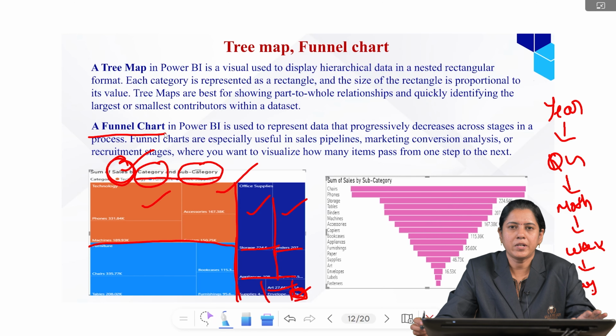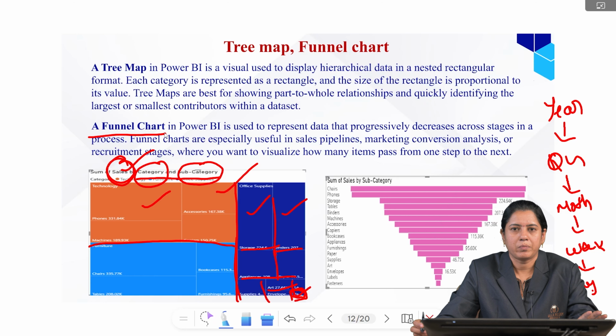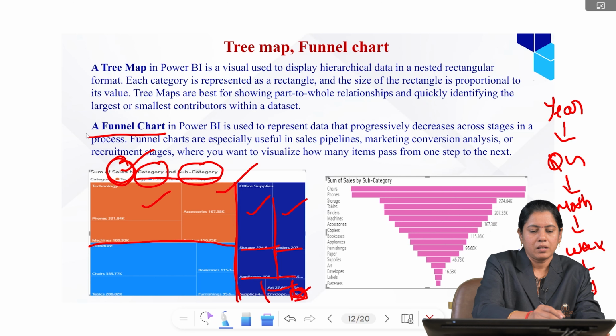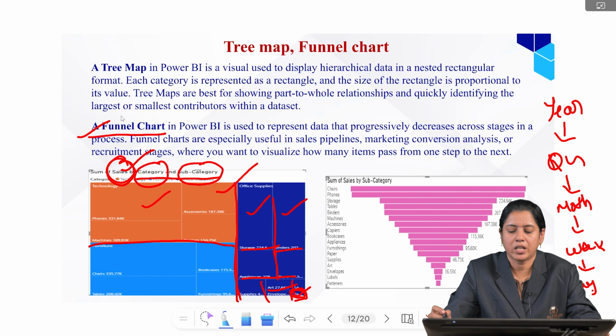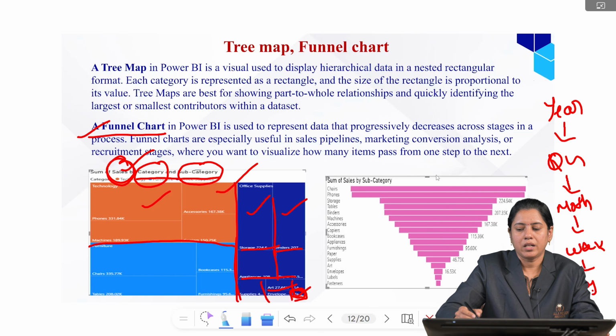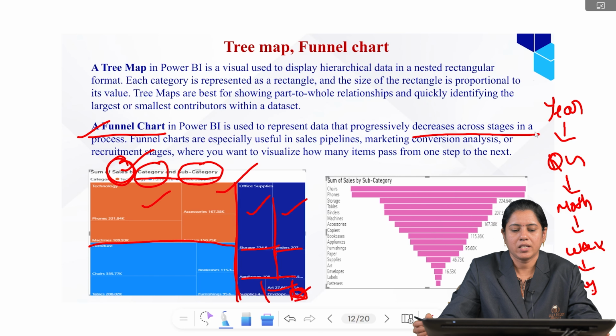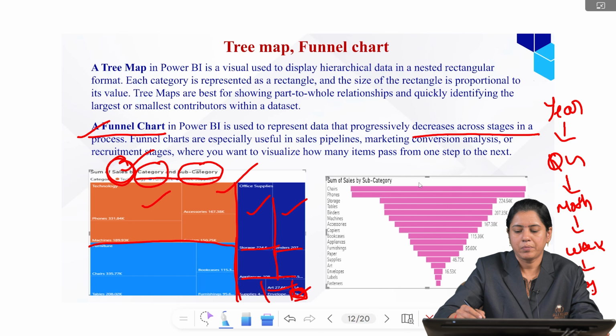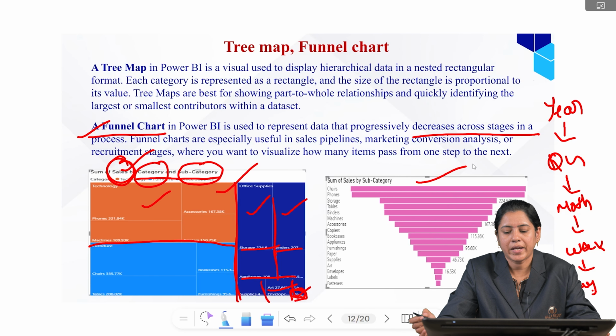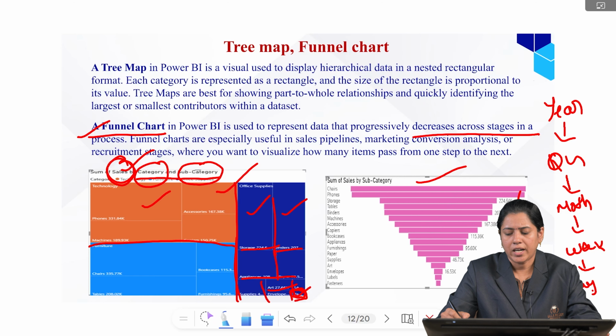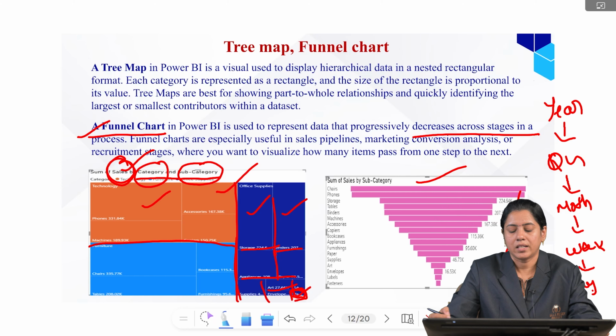And the number of variables required for the tree map is 2: more than 2 categorical variables and 1 numerical variable. So the next type of chart is the funnel chart. A funnel chart is generally used to show the decreasing order of the different stages along some measure. For example, this is the funnel chart of subcategory-wise sales. This chart always gives us the values in decreasing order only. So you can see how the subcategory-wise sales are there in decreasing order.